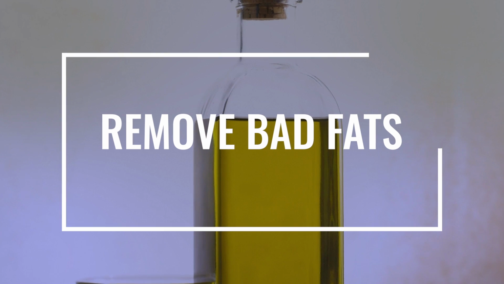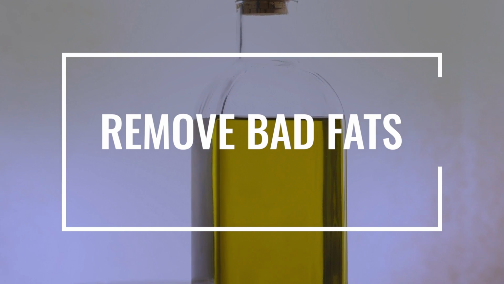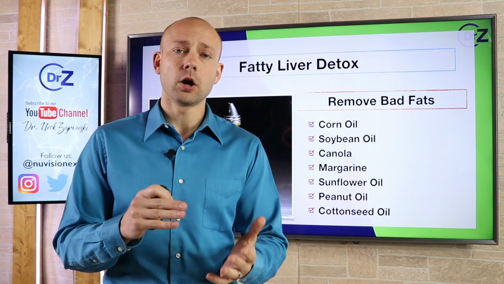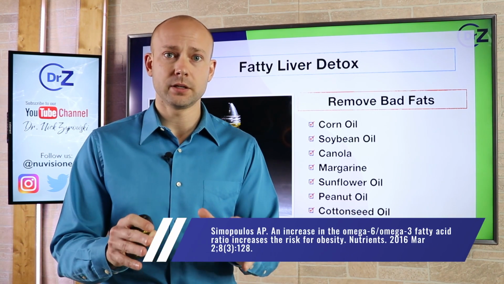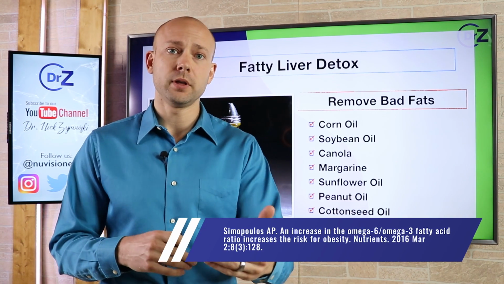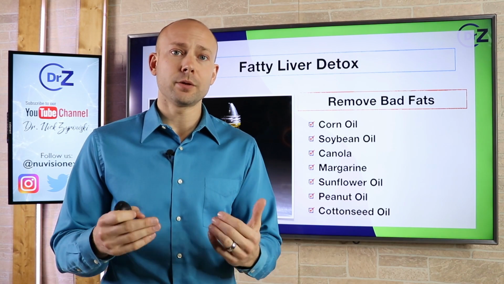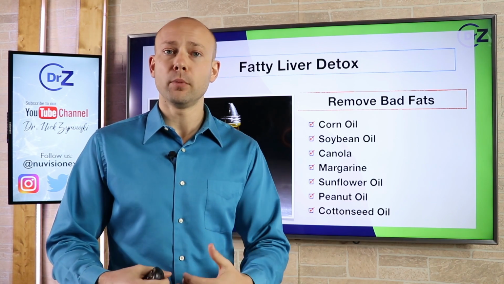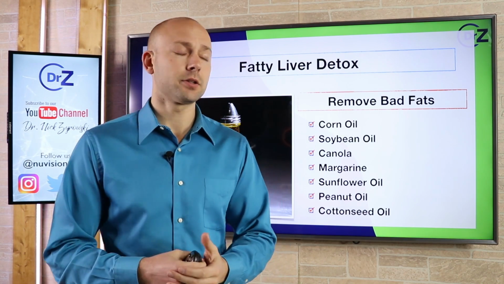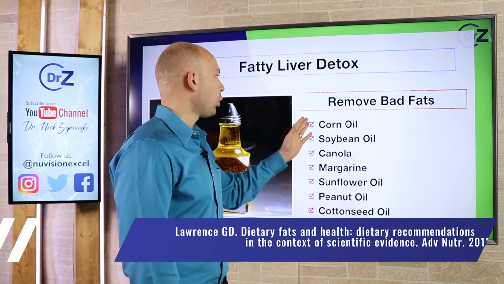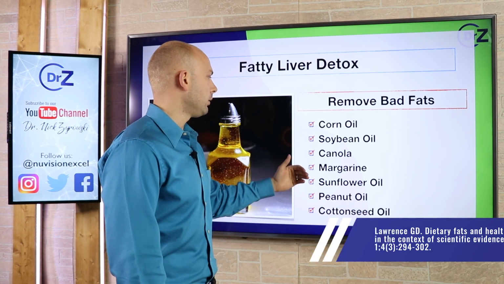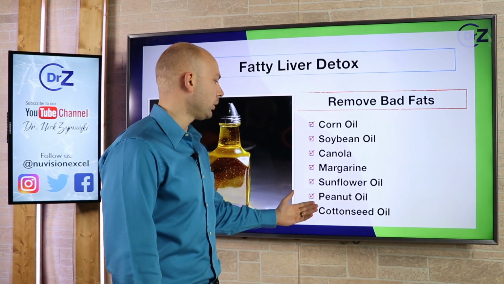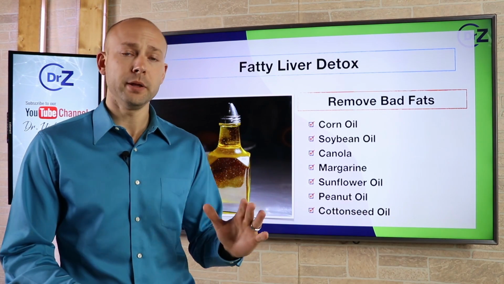Let's talk about the next thing, that's removing bad fats, okay? These bad fats are highly inflammatory. They're rich in omega-6s, too many omega-6s, which are going to further promote the inflammation. And then, of course, these are bad fats that are going to promote the fatty liver fat deposits. So we have to make sure that we're removing them. Corn oil is one that we see all the time. Soybean oil, canola oil, margarine, sunflower oil, peanut oil, cottonseed oil. These are all really bad fats.